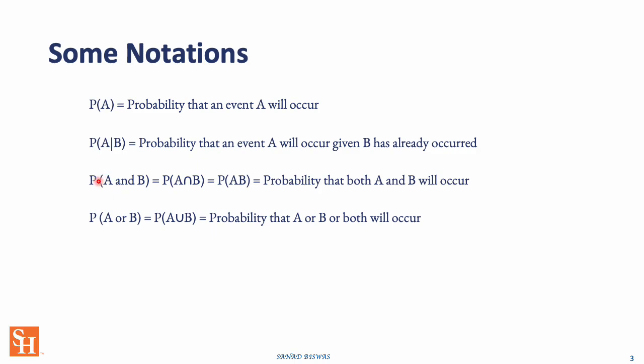And this is the probability of A and B, and we also use probability of A intersection B, and sometimes we simply write probability of AB. So that means the probability that A and B both will occur. And then this is the probability of A or B, or we can also use probability of A union B, that basically indicates the same thing, and that indicates the probability that A or B or both will occur, meaning A or B will occur, or both can also occur.